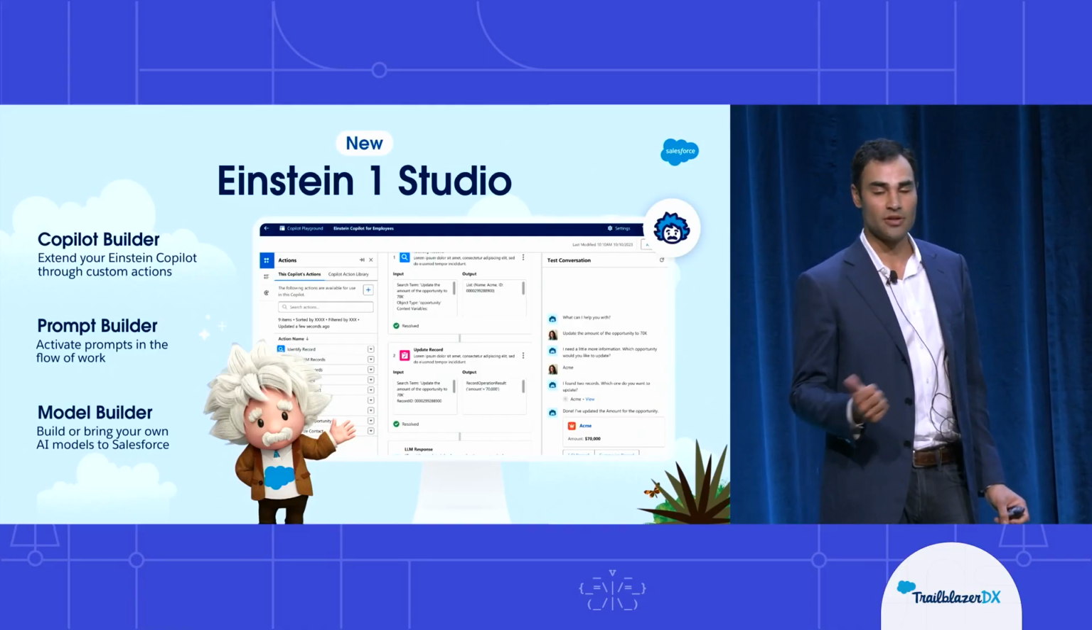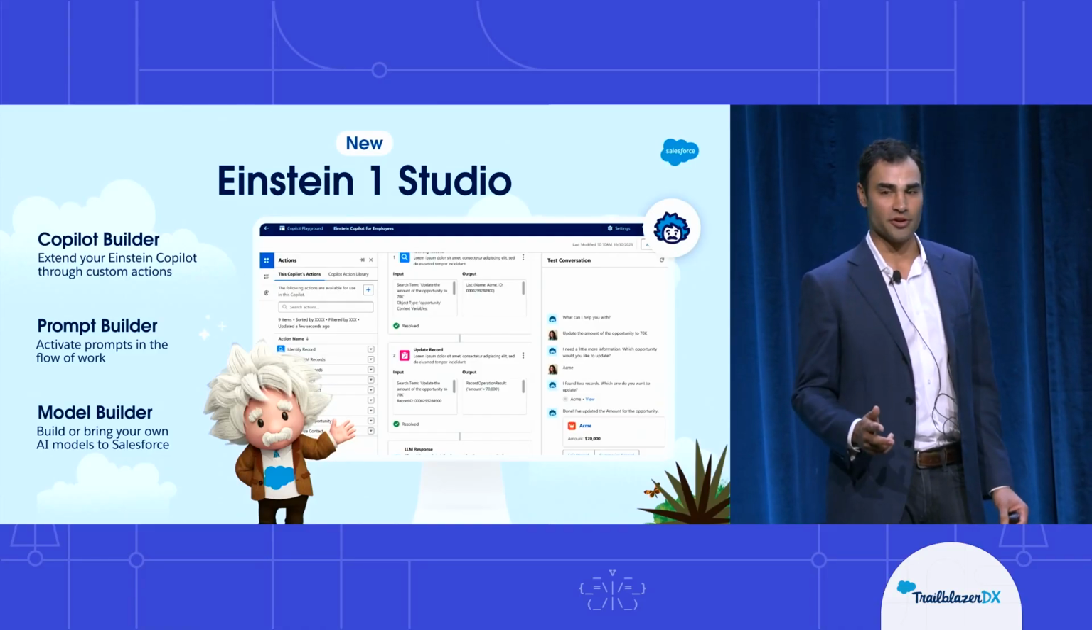My name is Avi Shah, and I'm a director of product on our Einstein Copilot team. So this is Einstein Studio. It includes 3 things: Copilot Builder, Prompt Builder, and Model Builder.